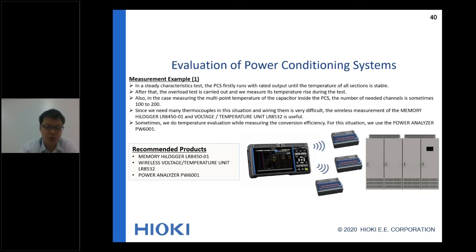However, we also have a plug-in module. With one module, you can measure up to 30 channels. In addition, the LR8450 can connect to up to 7 wireless modules and 4 plug-in modules, so 11 units in total. If you use 11 units of 30-channel temperature and voltage modules, you can create up to a 330-channel voltage and temperature measurement system in one device. This is one of the examples for a PCS.